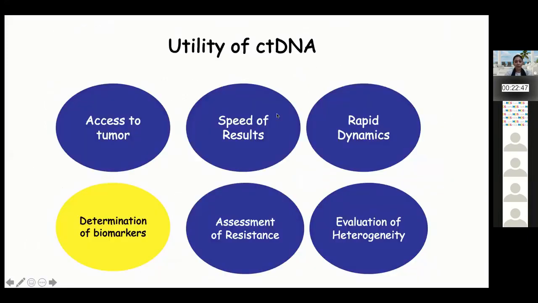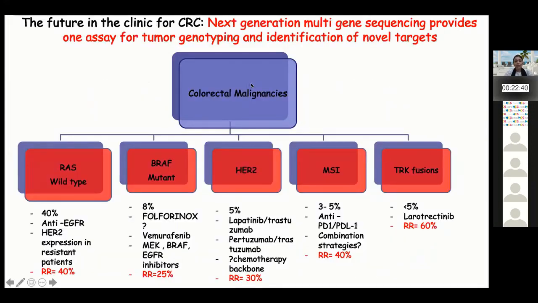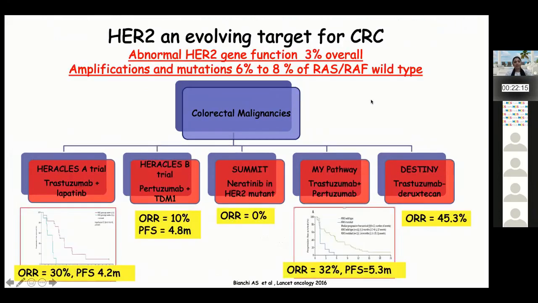What about determination of biomarkers? Well, in terms of determination of biomarkers, we know that in colorectal malignancies, and I mentioned this right at the very beginning, there are so many different biomarkers, and this is a very simplistic algorithm that I've put together that are important for patients with stage 4 CRC tumors. We need to determine the RAS status, the BRAF status, HER2, MSI, as well as those TRK fusions, which we know are important, especially acquired over time. And I'll show you some data for that.